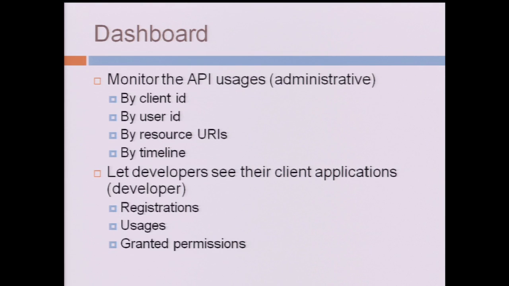And potentially, we're going to provide a dashboard for developers and for your administrators, so that you can see what's going on. You can monitor all the API usage by the client ID, by the resource owner ID, by the resource URIs, or by timeline. And you probably need to allow the developers to come into your system and see how many times their API is being called, what the average performance is, what permissions are being granted, and how many tokens have expired, that kind of stuff.